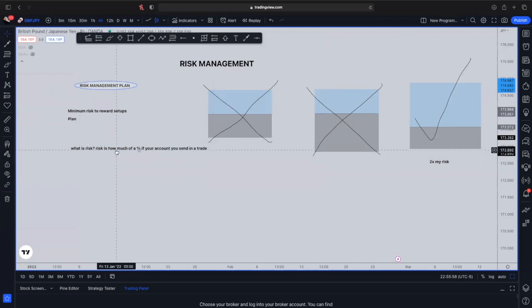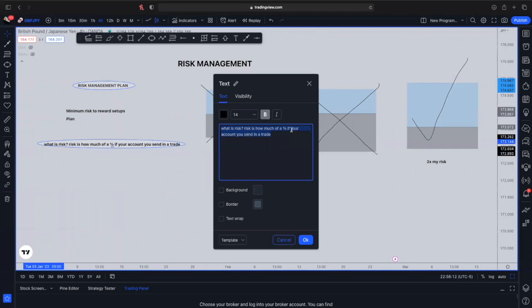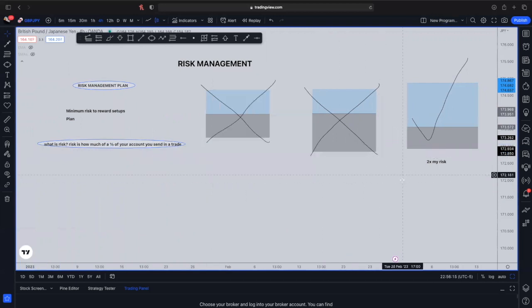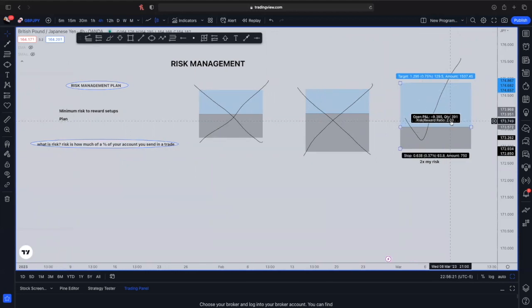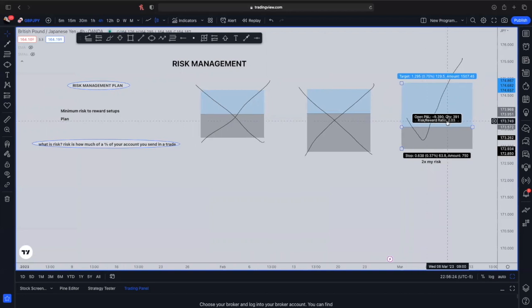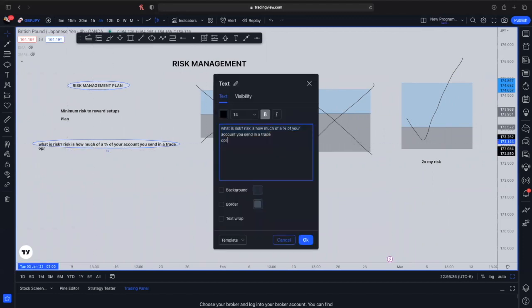And I'm going to give you examples with my account, okay? What is risk? Risk is how much of a percent of your account you're going to send. So, risk to reward ratio. I never take a trade that doesn't hit a 2-to-1. So if the first number is 2, that means it's a 2-to-1, meaning I am making at least 2 times my risk. Meaning, wait, what is my risk? It's a percentage of the account balance, okay?